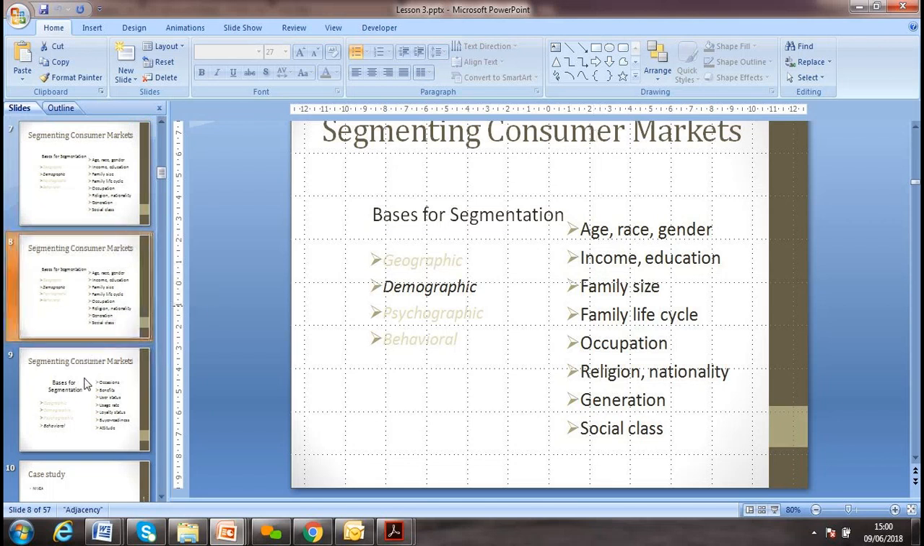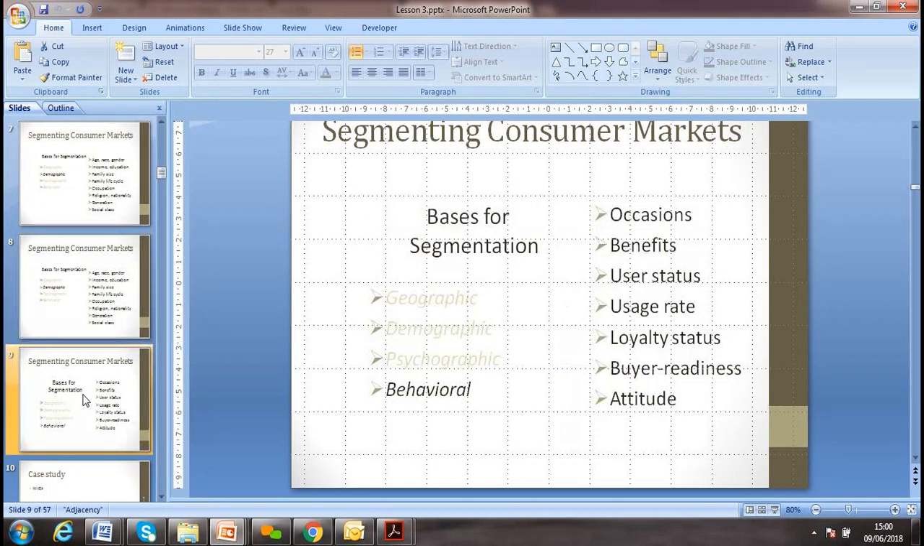Okay, then behavior segmentation, and psychographic, which means the psyche of the people, and the behavior is quite linked with it. So psychographic: occasions, benefits. Yes, some people buy on different occasions like Eid festival, Christmas festival, New Year festival, or any other occasion. At this time, people's behavior is spending. So we can segment our product accordingly on different occasions, different benefits, user status.